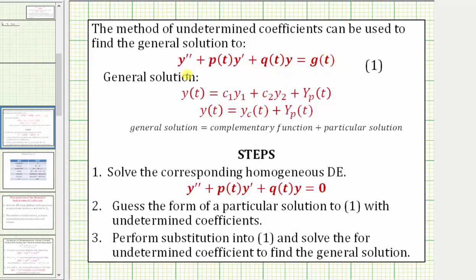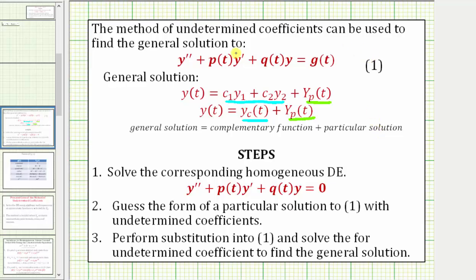The general solution is in the form given by y of t, where y of t equals y sub c of t plus big Y sub p of t, where y sub c of t is the complementary function, sometimes given as c sub 1 times y sub 1 plus c sub 2 times y sub 2, and big Y sub p of t is called a particular solution. So the general solution of this differential equation consists of the sum of the complementary function and a particular solution.